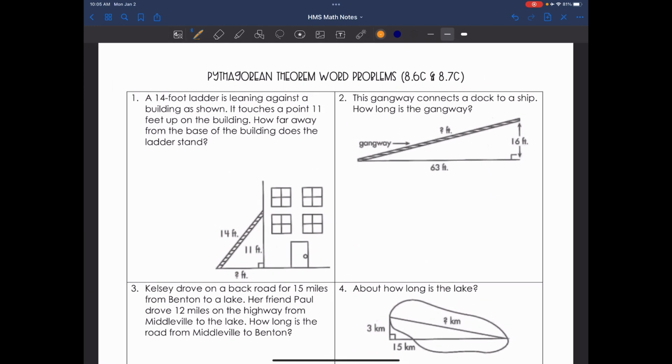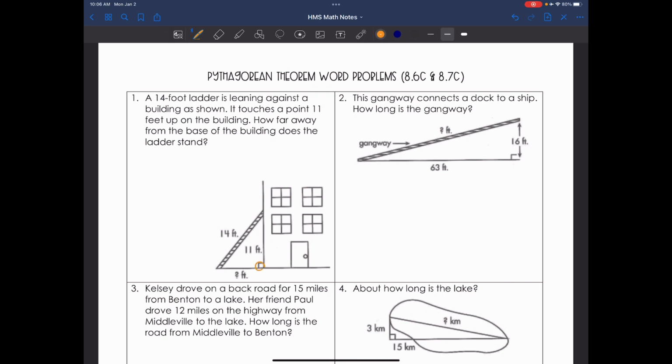Alrighty. Example 1. A 14-foot ladder is leaning against a building as shown. It touches a point 11 feet up the building. How far away from the base of the building does the ladder stand? Now, this beautiful thing came with an illustration. Most word problems, as you guys know on the STAR and on tests and just word problems in general, don't necessarily come with pictures. And I love that this one did because we're starting out with this.